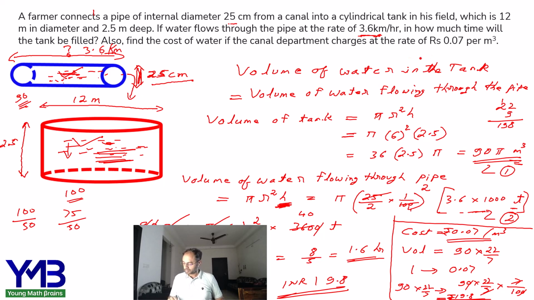Alright, so I hope you found this tutorial useful, where we now try to add another dimension, which is cost, and we also try to find another way of finding the time it would take to fill a tank if the water is flowing at a certain speed through the pipe.